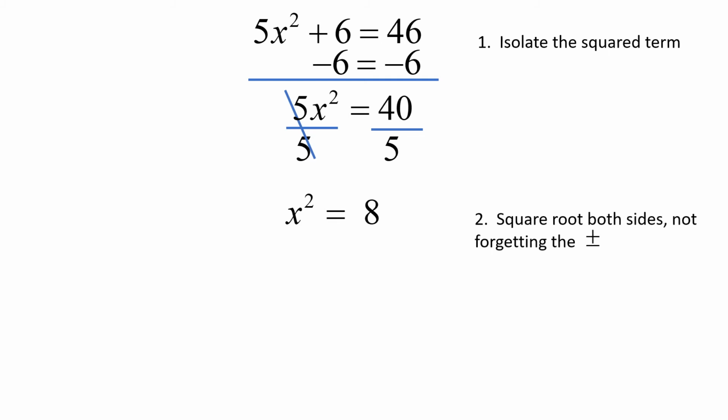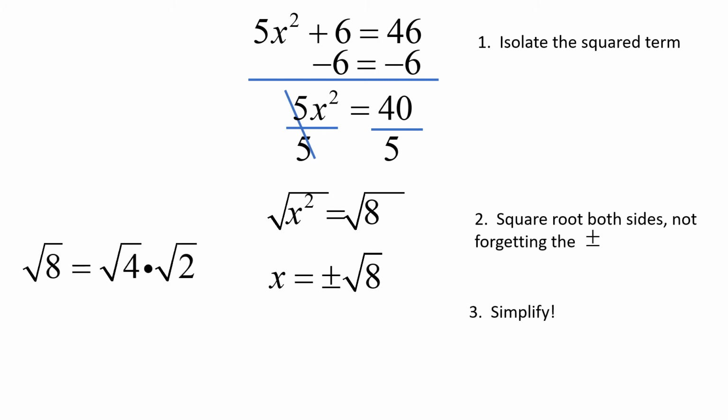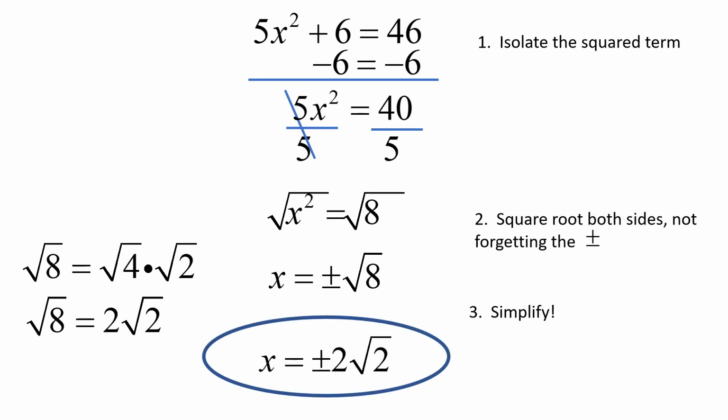Now that I've isolated that squared term, I can square root both sides of the equation, not forgetting my plus or minus. Now I need to simplify. The square root of 8 can be broken down into the square root of 4 times the square root of 2, but the square root of 4 is 2. So my final answer is x equals plus or minus 2 times the square root of 2.